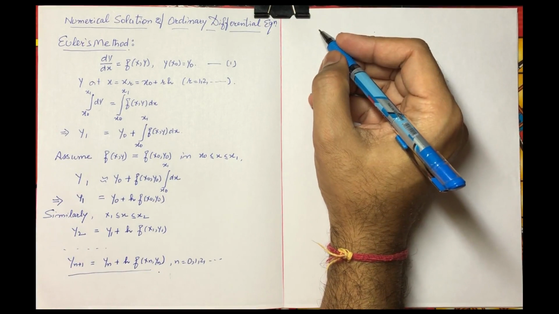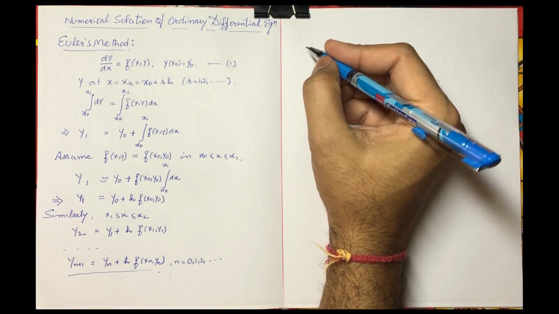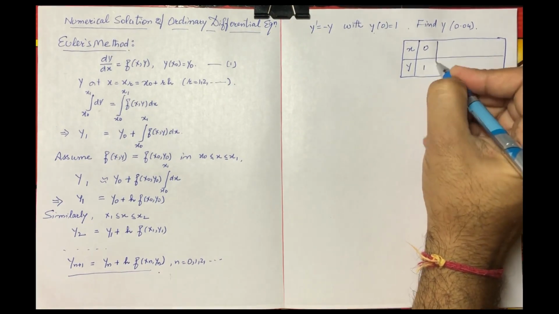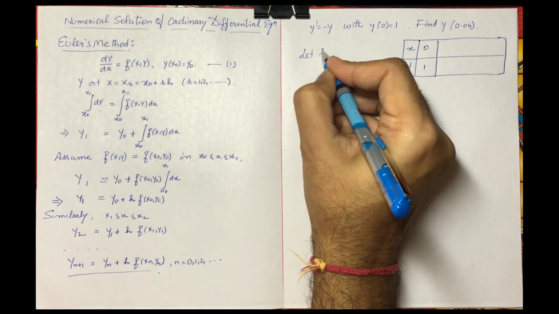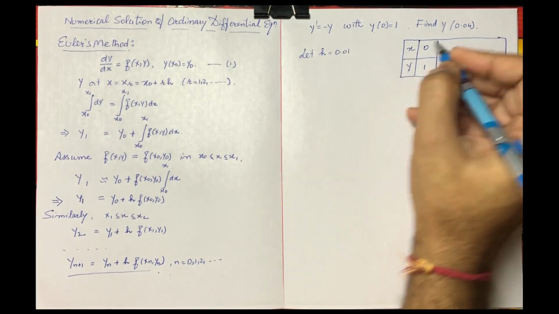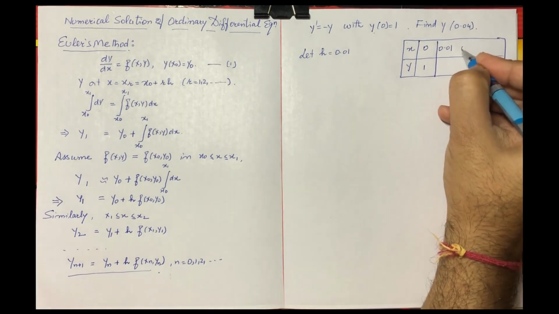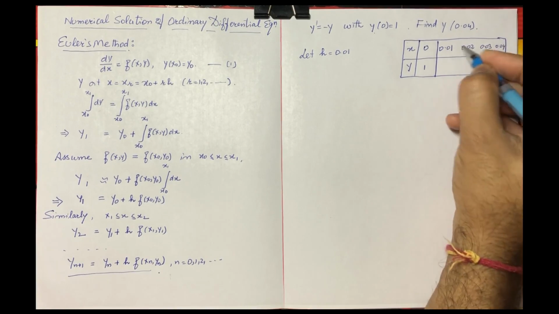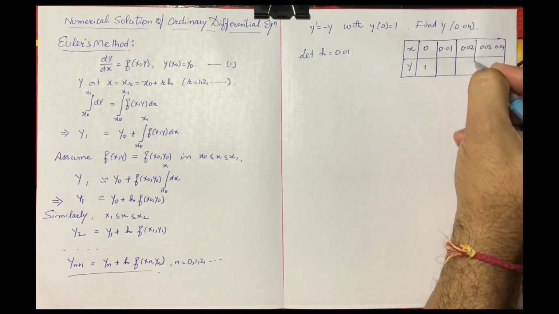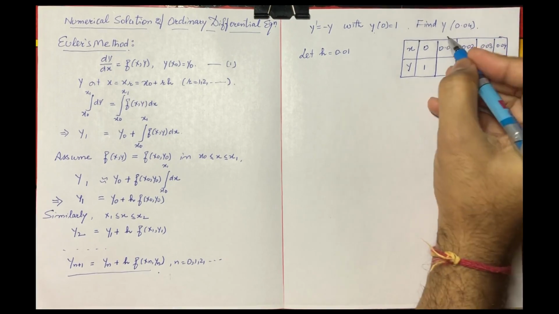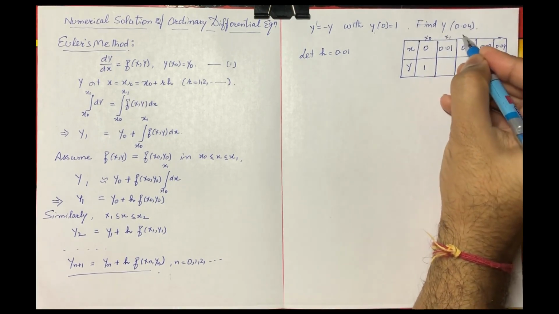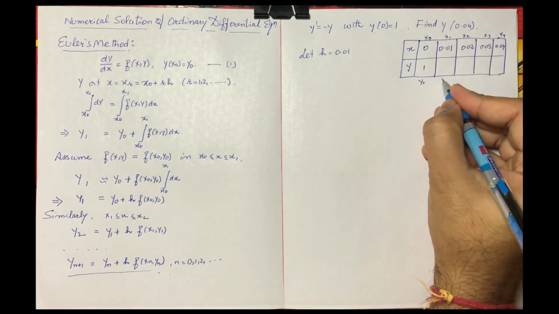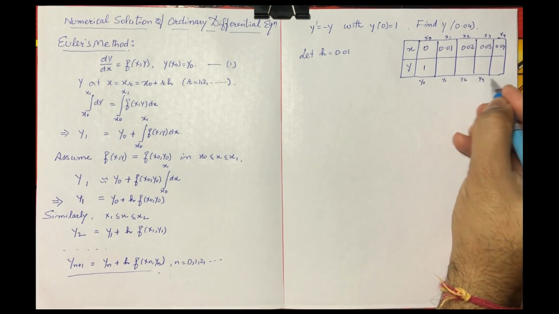Let us now discuss a numerical based on Euler's method. Initial values are 0 and 1, and we let common differencing be 0.01. So next is 0.01, 0.02, 0.03 and 0.04. And we name them x0, x1, x2, x3, x4, with corresponding y0, y1, y2, y3, y4.